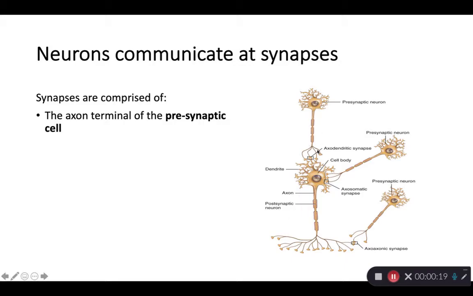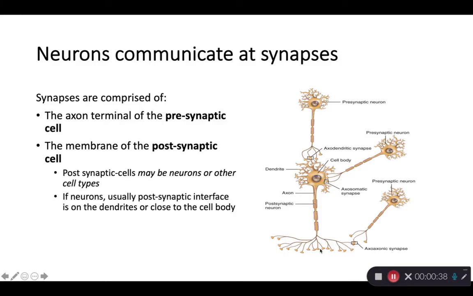that is going to be sending a message to another cell is called the presynaptic cell. And then the cell that it communicates with is going to be called the postsynaptic cell. And the synapse is the place where they come together and meet. So you can see that happening right here. So this presynaptic neuron is going to be sending a message to the postsynaptic neuron.